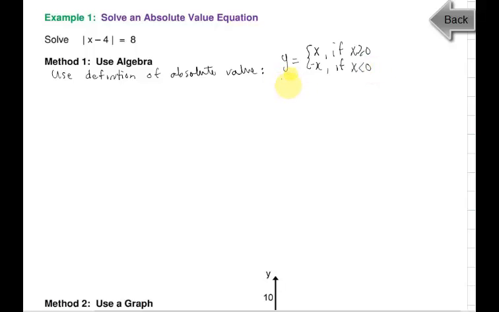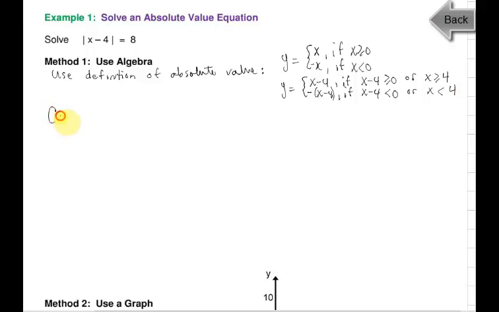So let's apply this to the function that we have. The argument is x minus 4, so we're going to go x minus 4 if, and then to work out its domain, we take our x minus 4 and make that greater than or equal to 0 and solve for x, and we get x is greater than or equal to 4. Then we'll take the negative version of our argument, and take the x minus 4 and make it less than 0 and solve for x, and we get that x is less than 4.